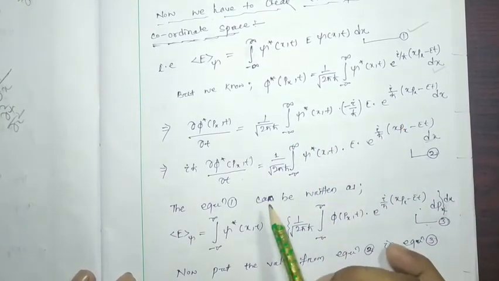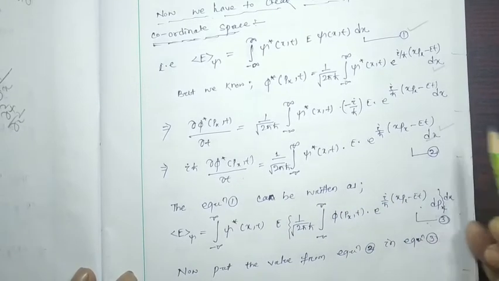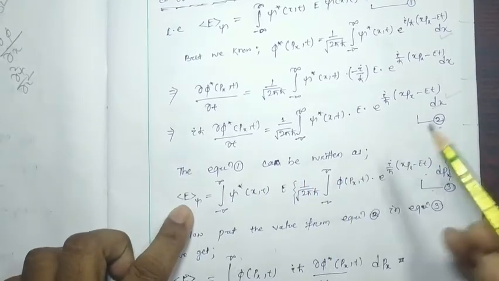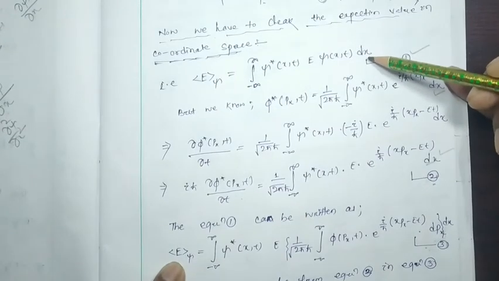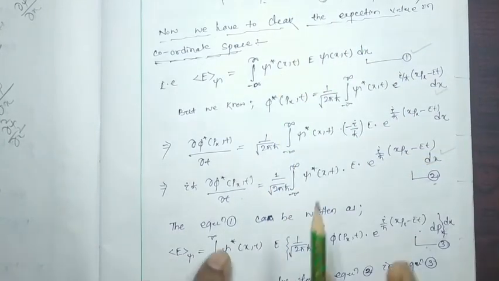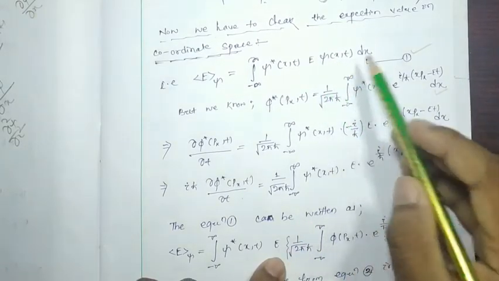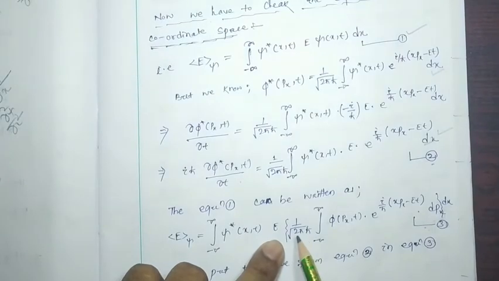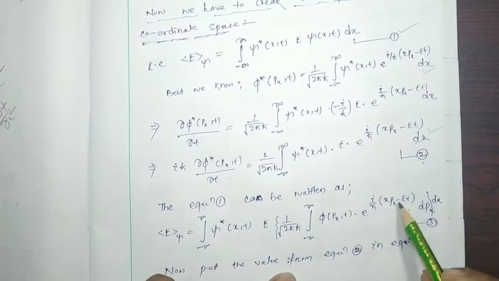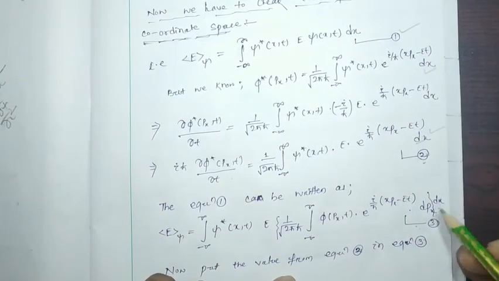1 by root over 2 pi h cross, integral from minus infinity to plus infinity, psi star x t e to the i by h cross, this one. Let this be equation number 2, and equation number 1 can be written in the form like this. So in equation number 1, as usual I have kept psi star x t, and E will be E. Here psi x t I have written in elaborate form, that is 1 by root over 2 pi h cross, integral from minus infinity to plus infinity, phi p x t into e to the i by h cross x px Et dpx, and lastly dx will be there. This is dx. Let this be equation number 3.